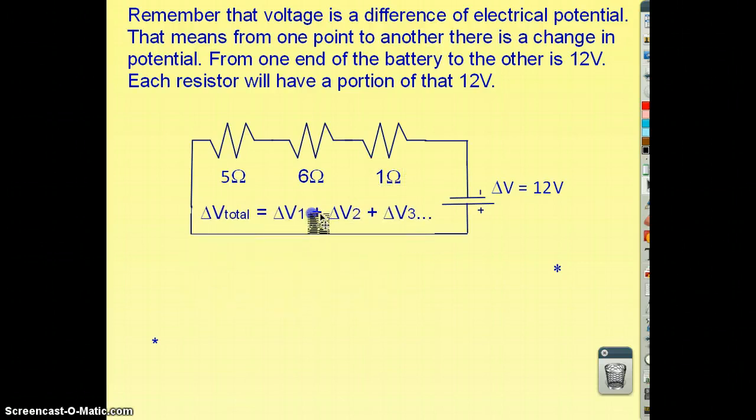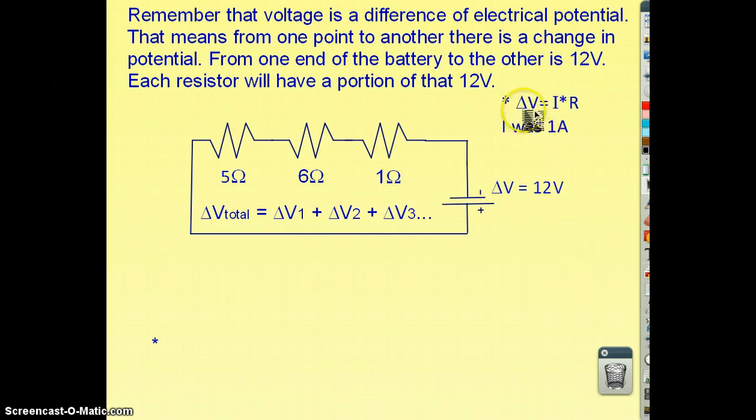Therefore, the total voltage is equal to the sum of the voltages on the different resistors. So the voltage through here plus the voltage through there plus the voltage through there is going to equal the total. Now, a thing to pay attention to is the fact that they're not going to share evenly. This one has the most resistance. It's going to take the most pressure.